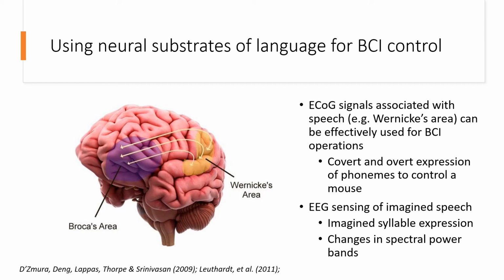This is where the researchers showed that ECoG signals that are associated with speech, like Wernicke's area and Broca's area, can be effectively used for BCI operations. And they actually showed that covert and overt phoneme expression can be used to control a mouse. Another study used EEG signals that were evoked by imagined speech. So by having users imagine the expression of different syllables, they found changes in spectral power bands, and these changes could help to classify different types of output.